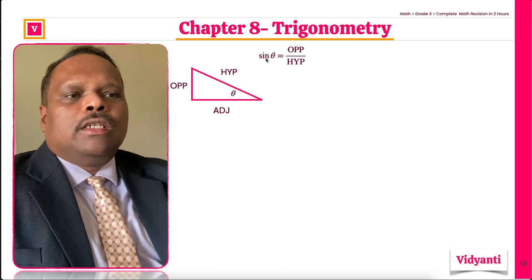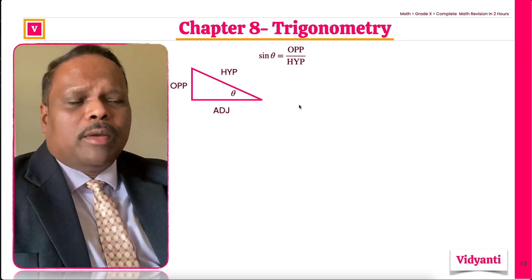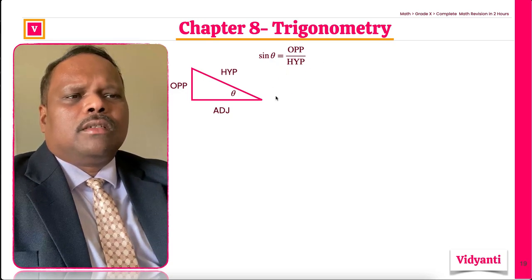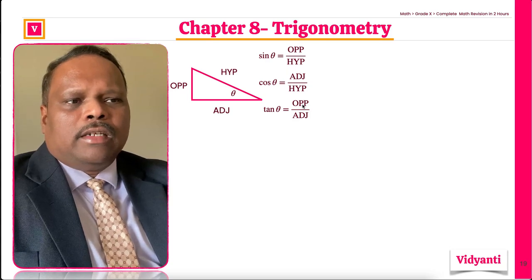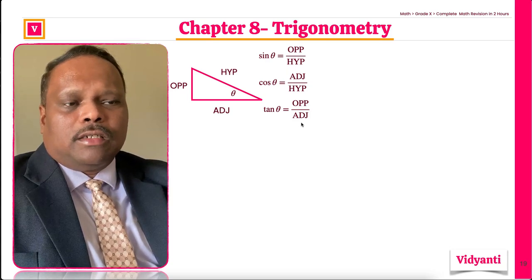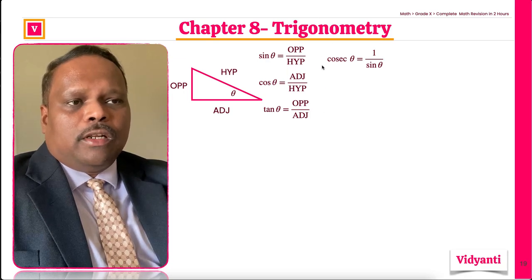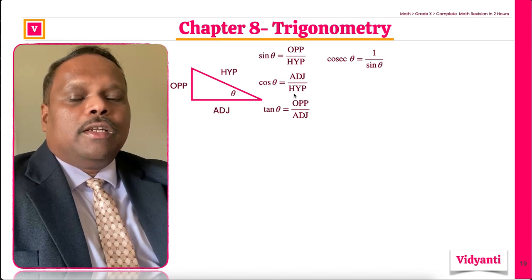So now sin theta is opposite over hypotenuse. Some people have different ways of remembering this one, like PBH or something like that. But sin theta is opposite over hypotenuse, cos theta is adjacent over hypotenuse, tan theta is opposite over adjacent. Now we have three reciprocal ratios. So originally the three ratios are sin theta, cos theta and tan theta. On top of that we have three reciprocal ratios.